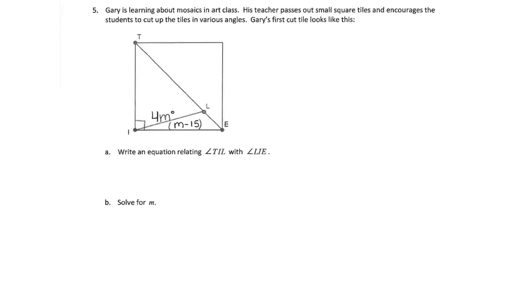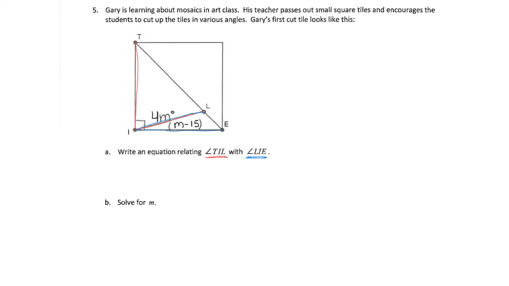So number 5, Gary is learning about mosaics in art class. His teacher passes out small square tiles and encourages the students to cut up the tiles in various angles. Gary's first cut tile looks like this. A, write an equation relating the angle TIL with the angle LIE. So here we're going to have our angle for TIL, and then for our angle LIE.